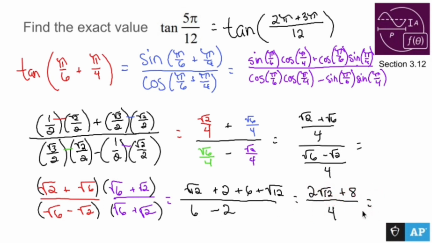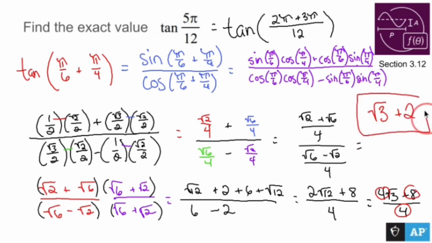Still not done yet. Root 12 can be simplified to 2 root 3. So this becomes 4 root 3 plus 8 over 4. Now, still not done, because I have a 4, an 8, and a 4. They're all divisible by 4. So last but not least, 4 root 3 divided by 4 is root 3, and 8 divided by 4 is 2. That is my final answer.